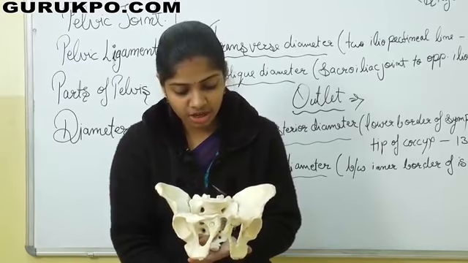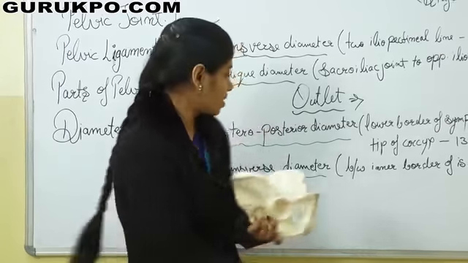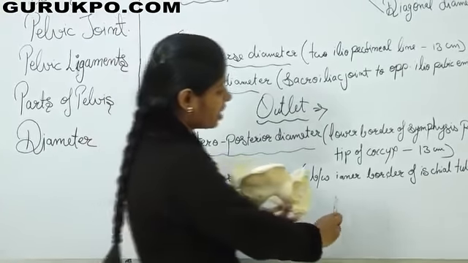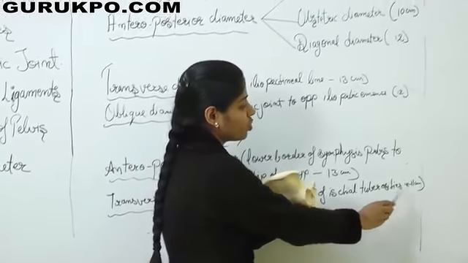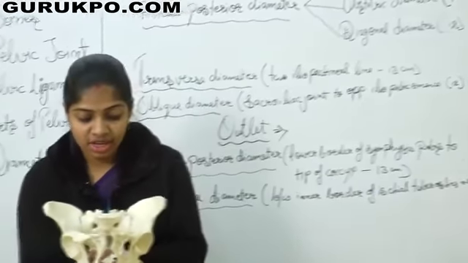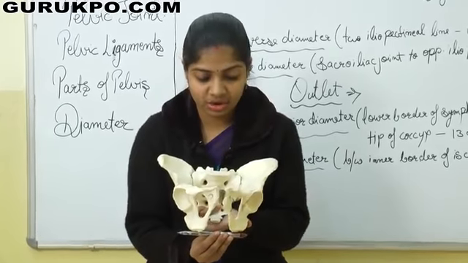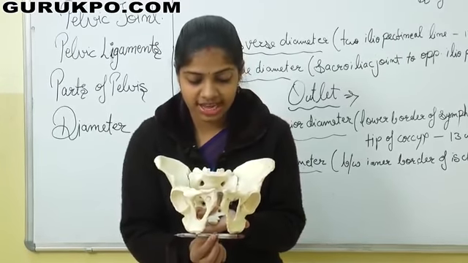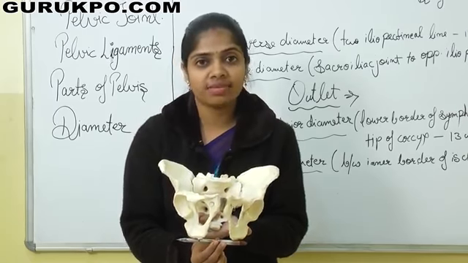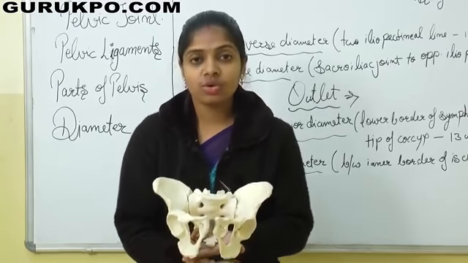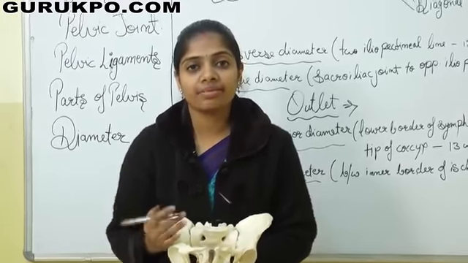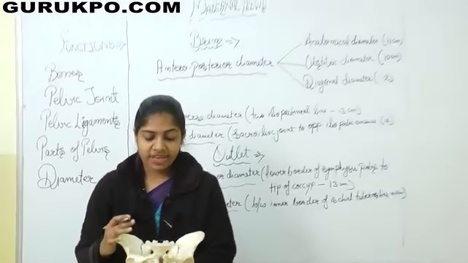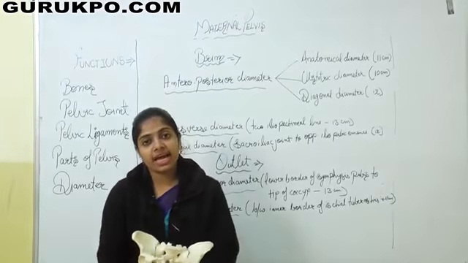Now we're talking about the transverse diameter. This is the transverse diameter between the inner borders of the ischial tuberosities, which is 11 centimeter in diameter. So this is about the diameters of the pelvic brim, cavity and outlet.